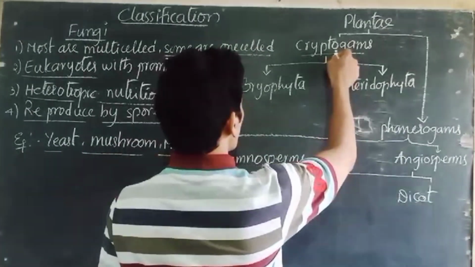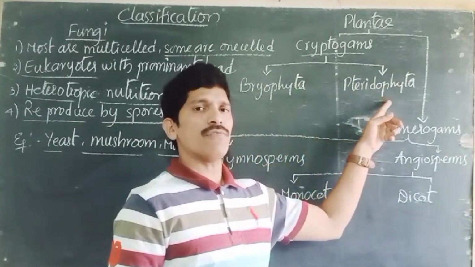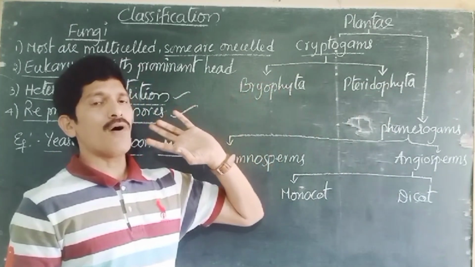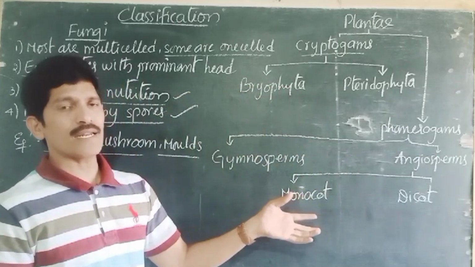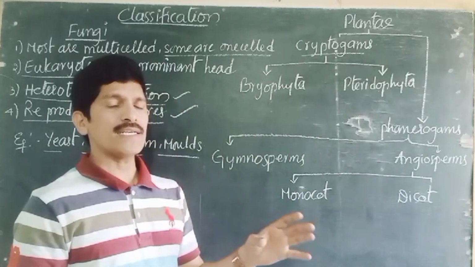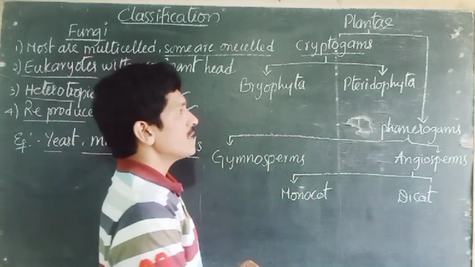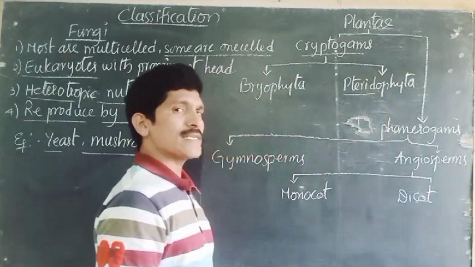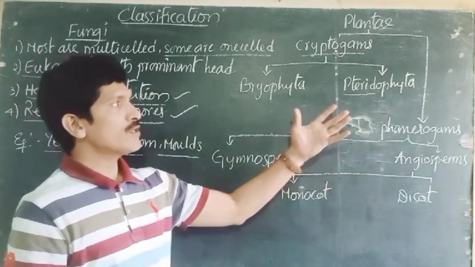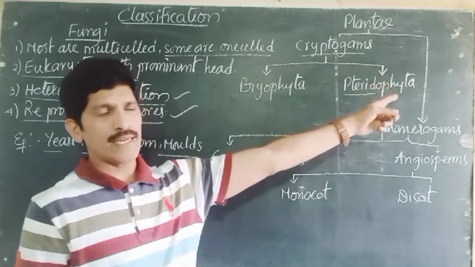The cryptogams are classified into two types again: bryophyta and pteridophyta. Bryophyta organisms don't have a true root and stem system. They look like a root and look like a stem, but they are not real; they are a false root and false stem. Later, the pteridophyta. Pteridophyta organisms are developed organisms like a plant itself. They have a true root system, true stem, true branches, and leaves as well.